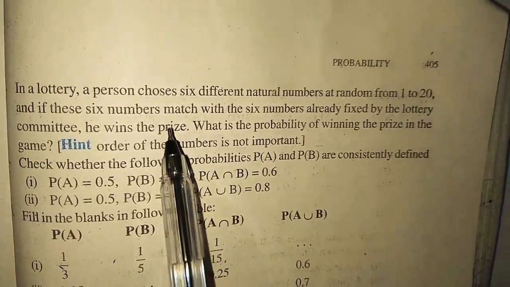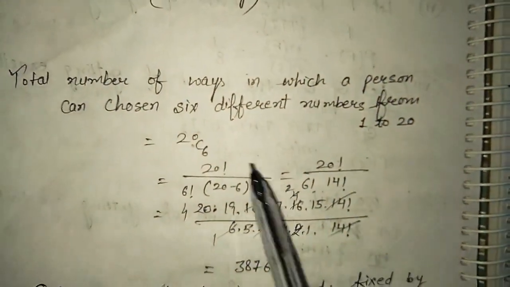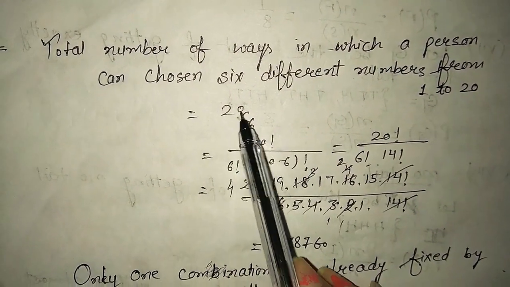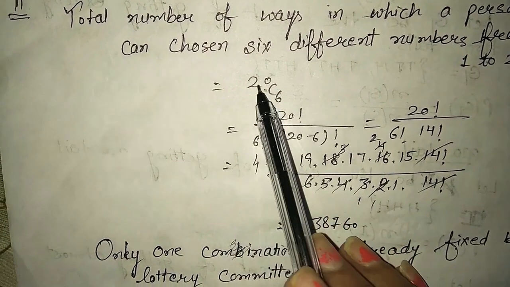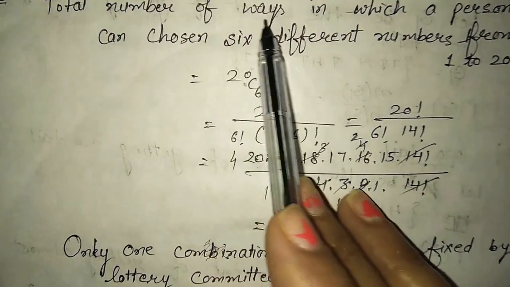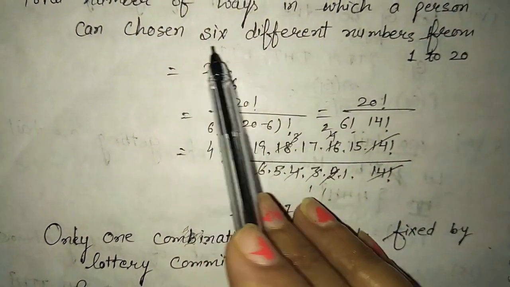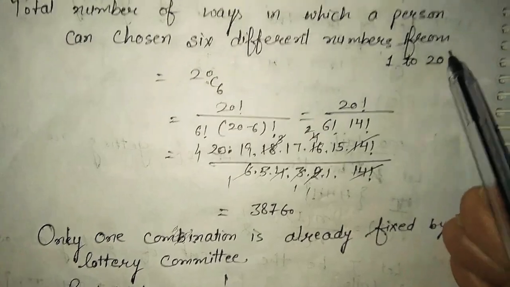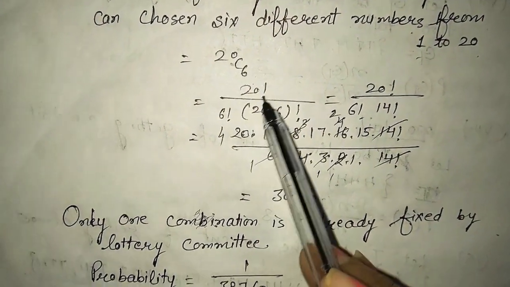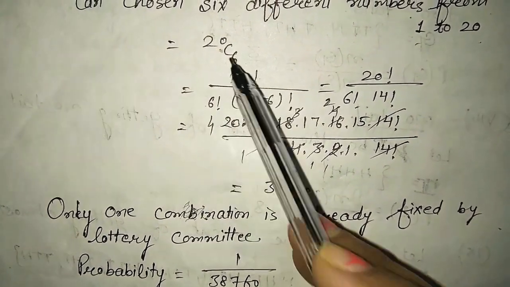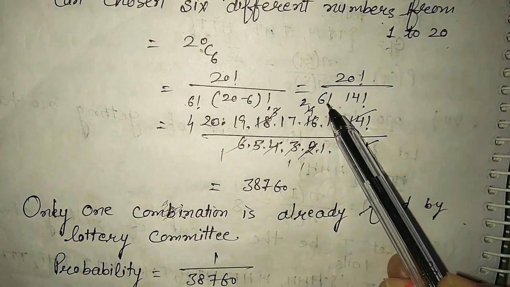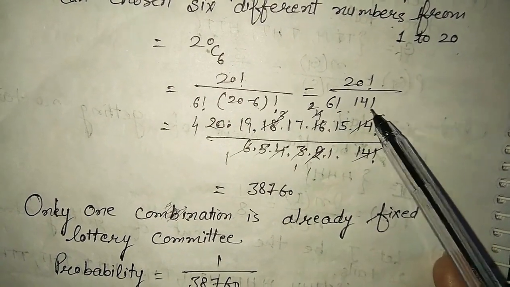In this question there are 20 numbers and he wants to choose only 6 numbers. Then in how many ways can he choose? 20C6, because there are 20 numbers and he wants to choose 6 numbers. So the total number of ways in which a person can choose 6 different numbers from 1 to 20 is 20C6. The formula is 20 factorial upon 6 factorial into (20 minus 6) factorial, so 20 factorial, 6 factorial, and 14 factorial.